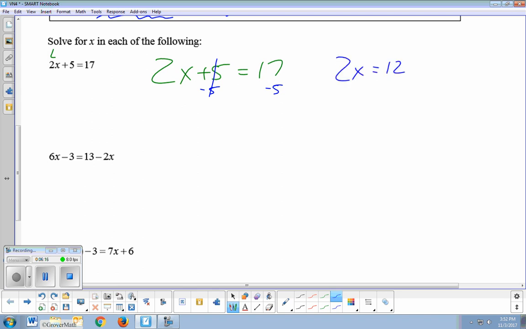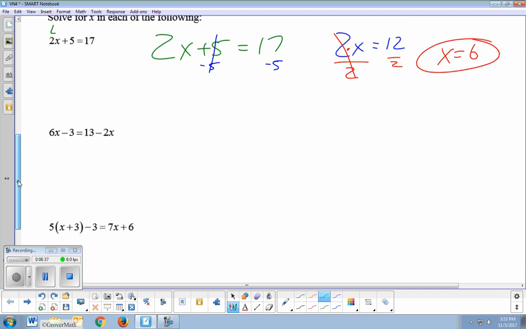17 minus 5 is 12. And now all I have on the left is 2 times x, so the inverse of that would be to divide by 2, and x equals 6. Hopefully this seems very simple, and you've known this probably for a couple of years, but if you honestly can get really good at this, it's going to make a lot of the things that are coming up in the next few months a lot easier.